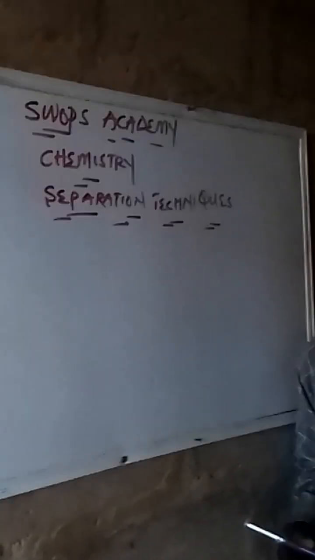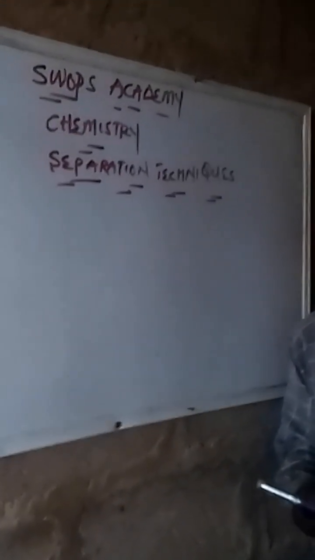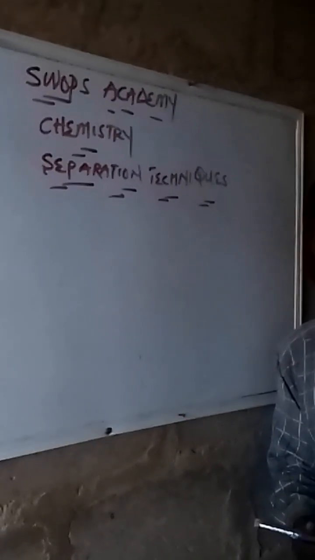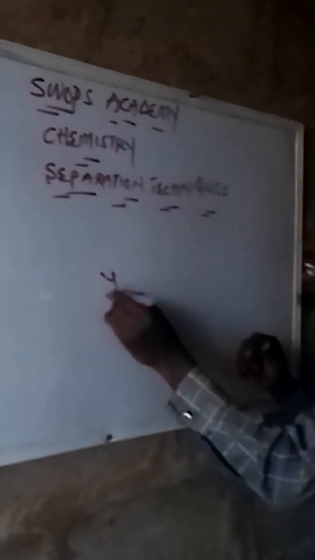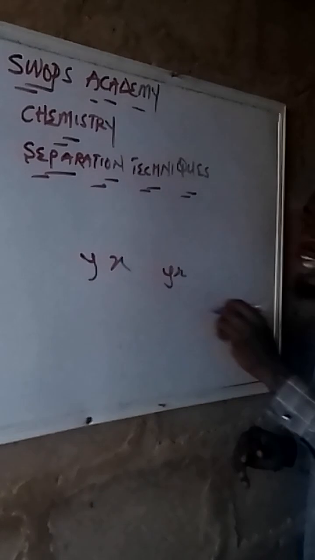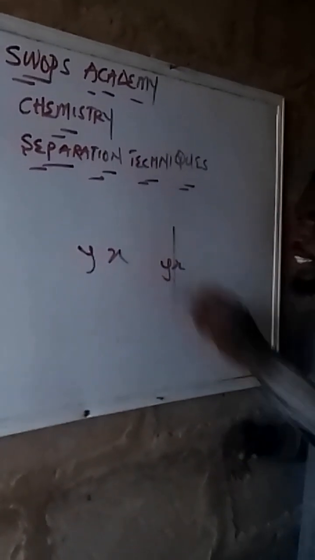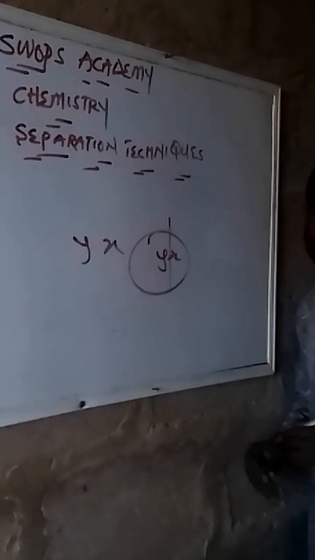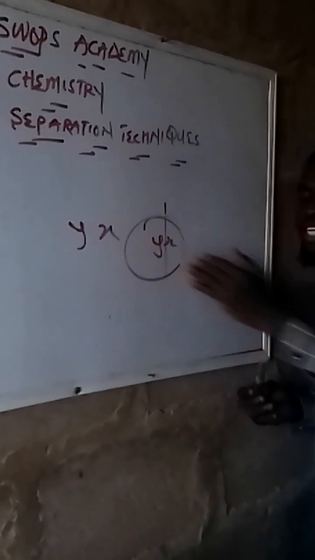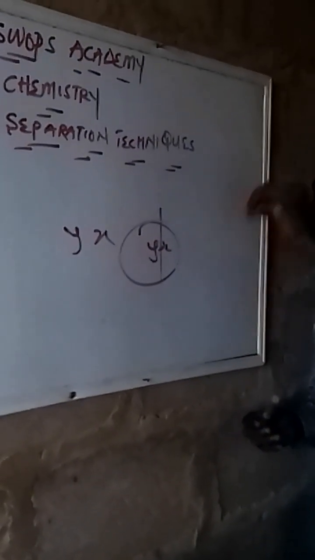We mean from the word separate: segregate, disintegrate, divide, dissociate. You divide. This is y and this is x. Let me put it that way. Y and x are together, and I have to divide them. This now is a mixture. We have to make y to be on its own and x to be on its own. How are we going to do that?